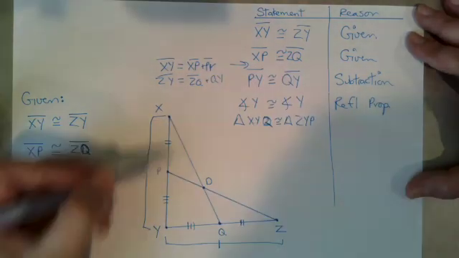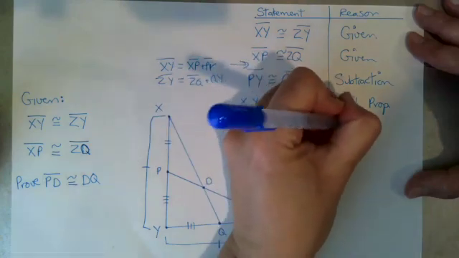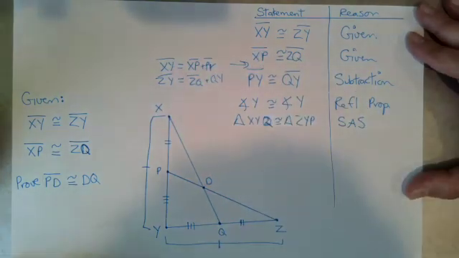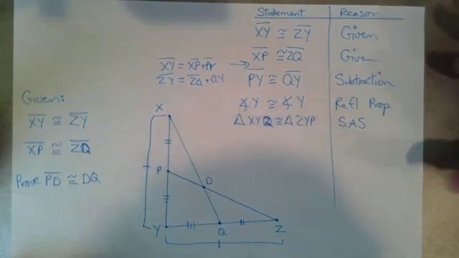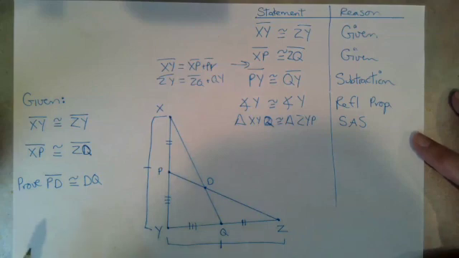Right? And that was because of the SAS triangle congruent shortcut. Okay, so now we've got that. So now let's toggle to our givens, or to what we're trying to prove again.